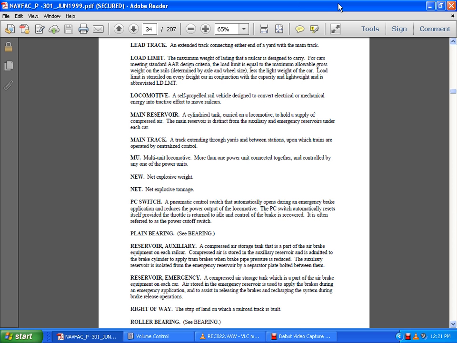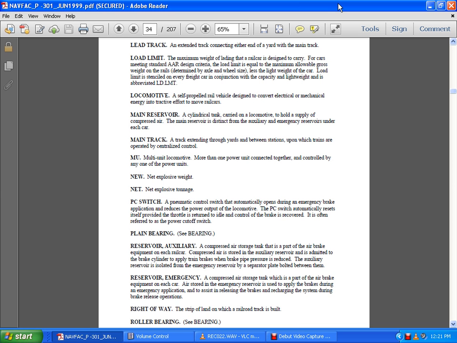The locomotive is a self-propelled vehicle designed to convert electrical, mechanical, and engineering energy into tractive effort for the motor movement of the rail cars. The main reservoir, a cylinder tank carried on the locomotive to hold the supply of compressed air in the main reservoir, is distinct from the auxiliary and emergency reservoirs under each car.